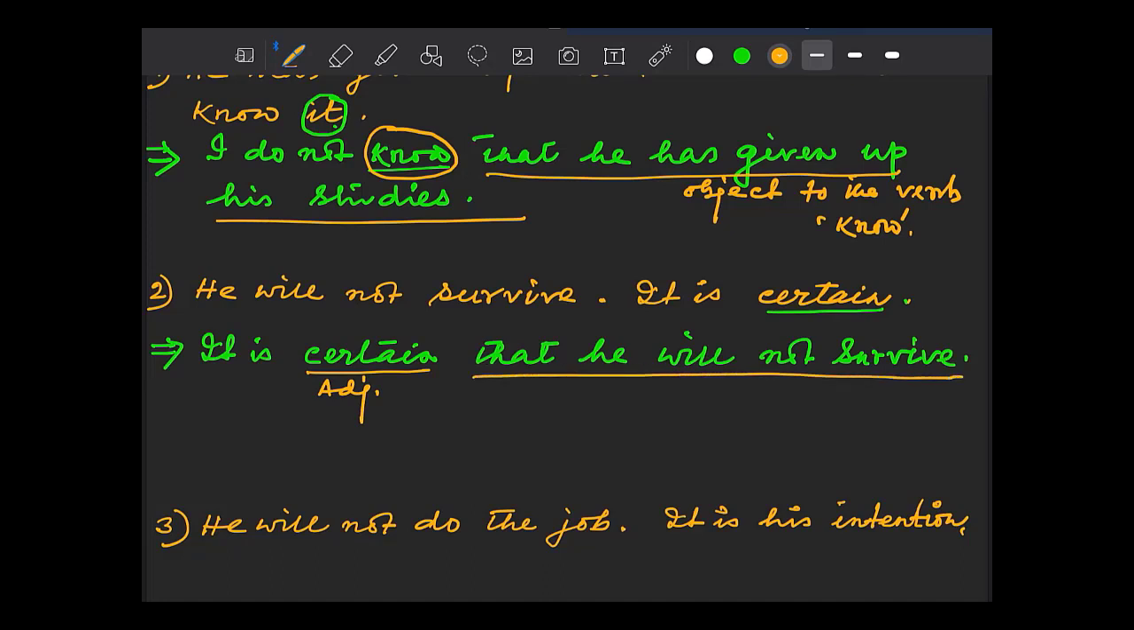With this part, the meaning of certain is getting complete, so it is called the complement. You know, complement to the adjective certain.